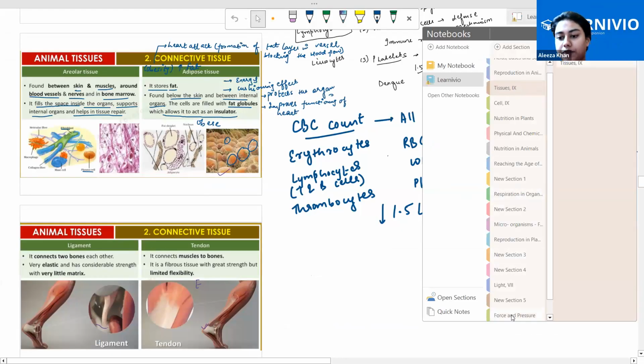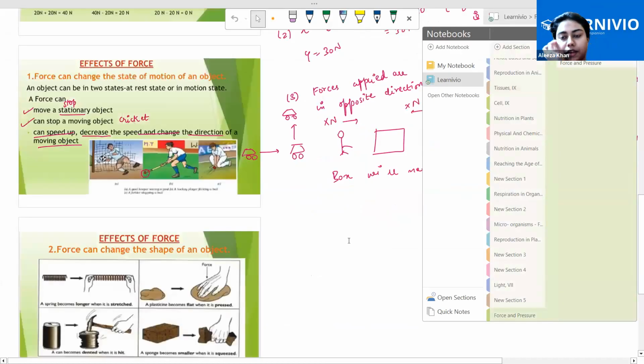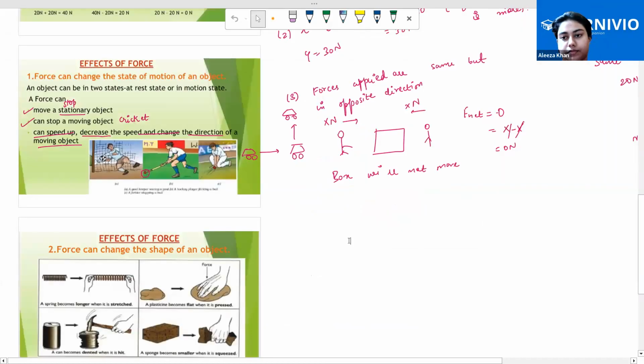So I guess we were doing force and pressure, right? Yes, ma'am. Okay, what do you mean by force, Ieshal? So a force can be a pull or push. Okay, can you give me an example? Like opening a drawer or closing a door.